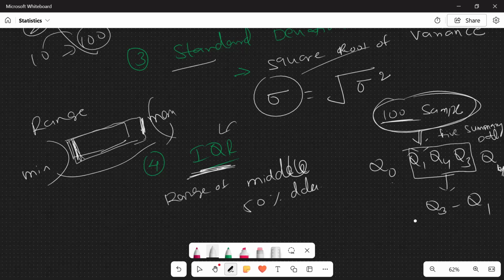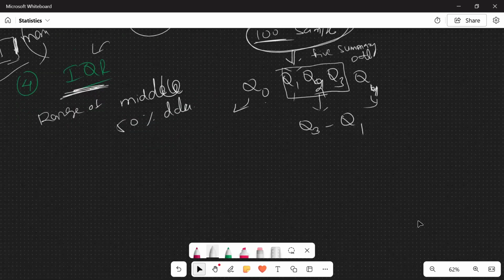Five summary data means whatever data points we have, we are converting them into 5 data points. Those 5 data points are Q0, Q1, Q2, Q3, Q4. Q0 is your minimum, Q4 is your max, and the middle value is the median.